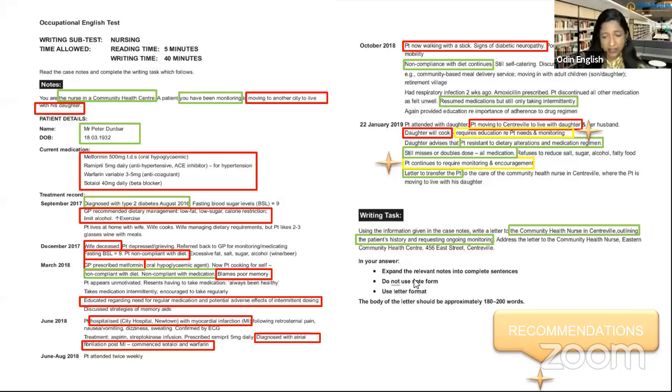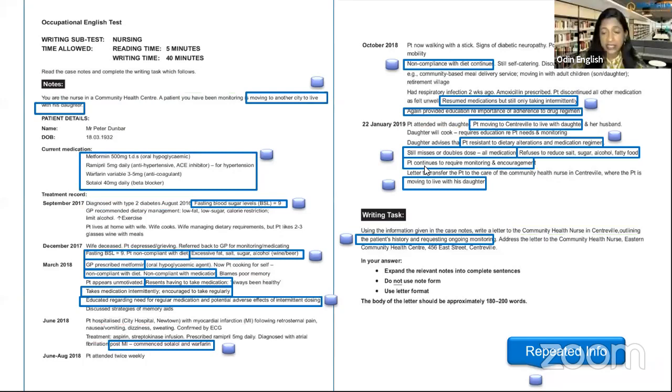One is that the patient will require encouragement and monitoring. It's there in the yellow stars. The patient will require continued monitoring and encouragement, and for that, the community nurse will help. Another thing we need is that the daughter will be cooking the food for the father, but she will have to be taught or educated regarding the patient's needs, and also about the monitoring, and needs advice about how to cook the food. What are the dietary modifications needed? So these are the recommendations: more monitoring and encouragement for the patient and education for the daughter. Now I have told you that there are repeated information also.